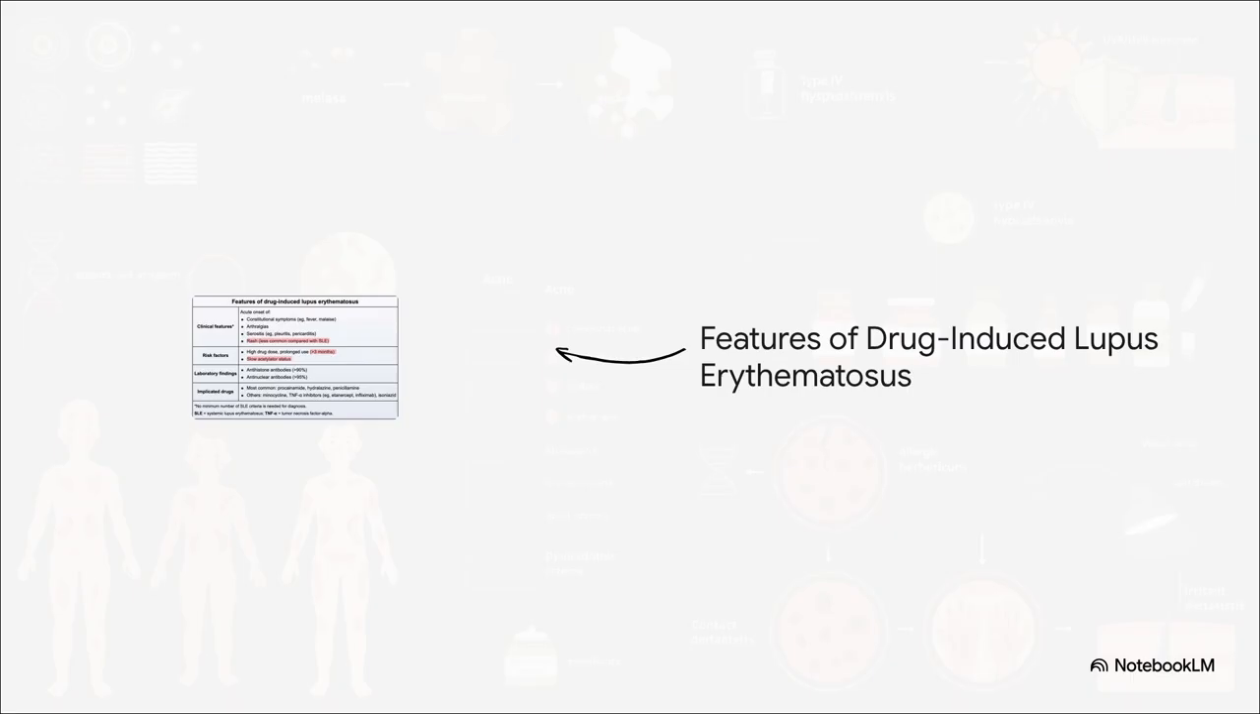It typically requires more than 3 months of high-dose use of known offenders. Think procainamide, hydralazine, or penicillamine. And the classic test clue to look for, positive anti-histone antibodies. You'll see these in over 90% of cases, especially in patients who are slow acetylators.